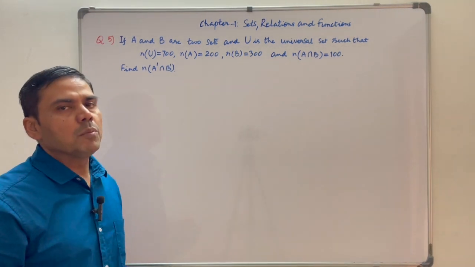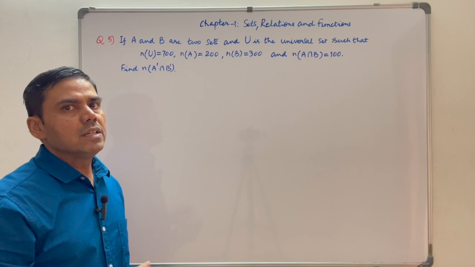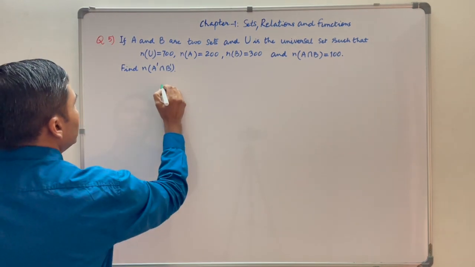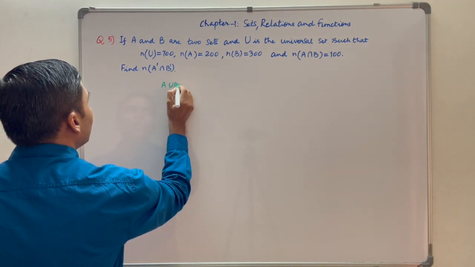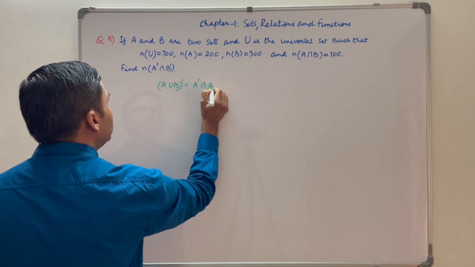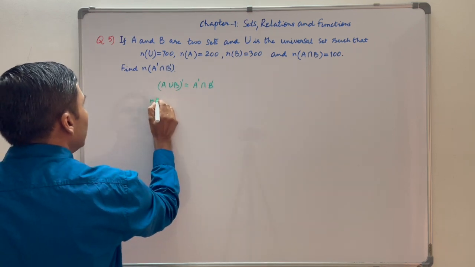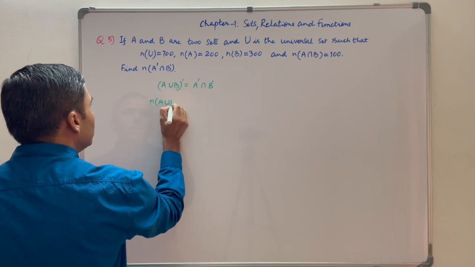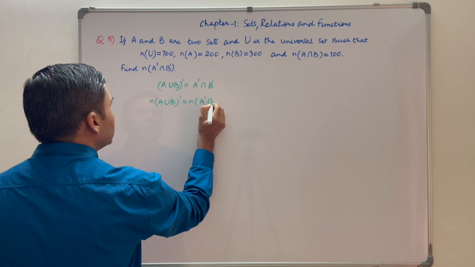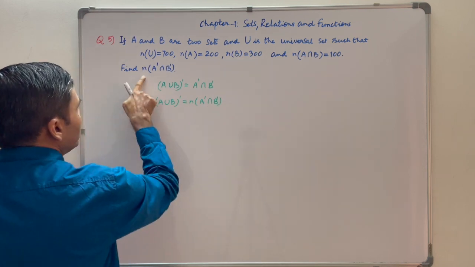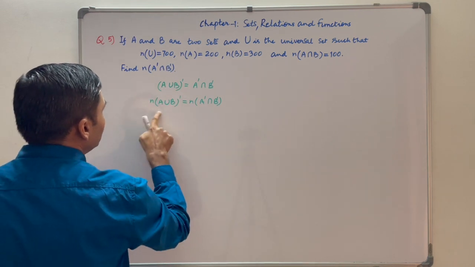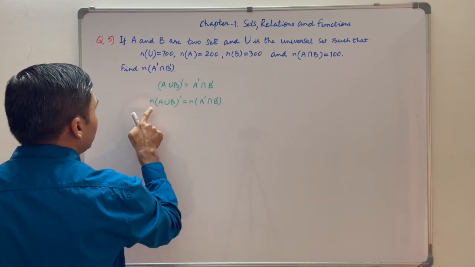Whenever there is a talk about complements of two sets, you think about De Morgan's law. So De Morgan's law states that (A union B) complement is equal to A dash intersection B dash. So you can write it as n((A union B) dash) is equal to n(A dash intersection B dash). So we have to figure out n(A dash intersection B dash), means this will be equal to this. So we have to figure out what is the value of this.